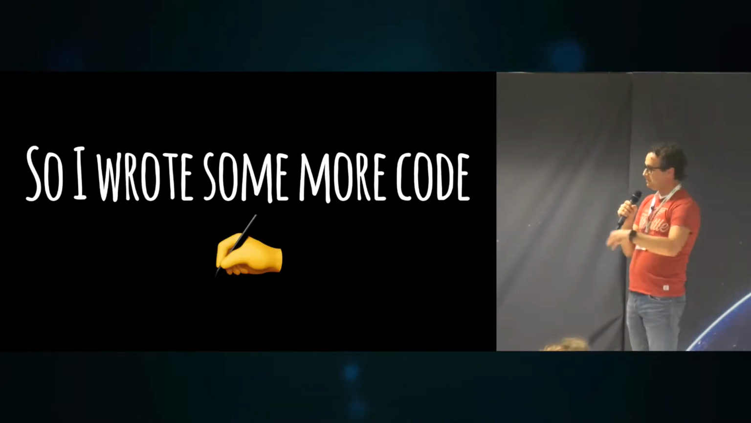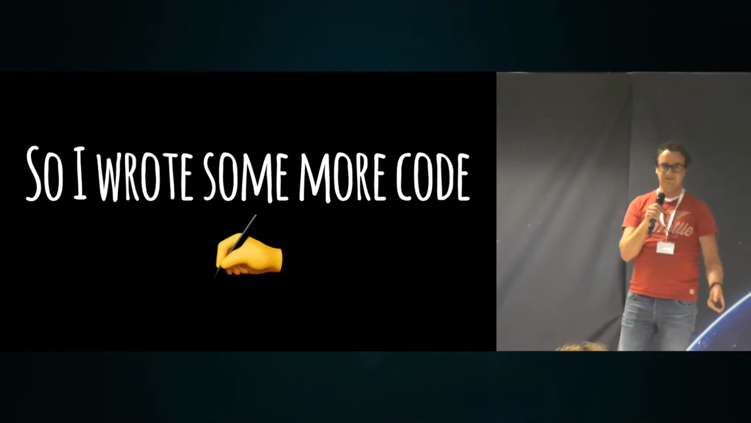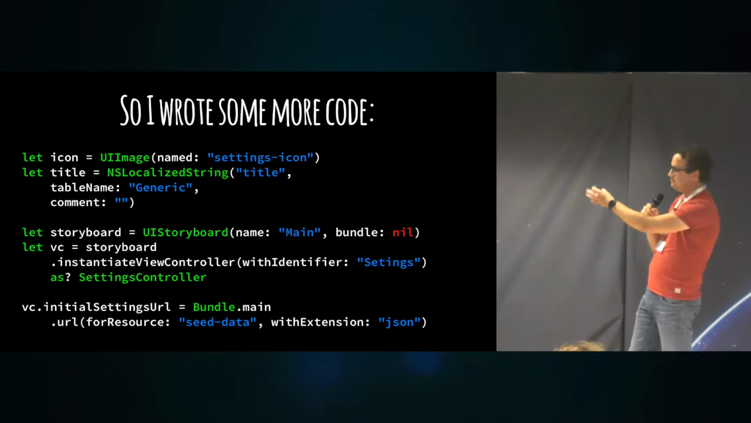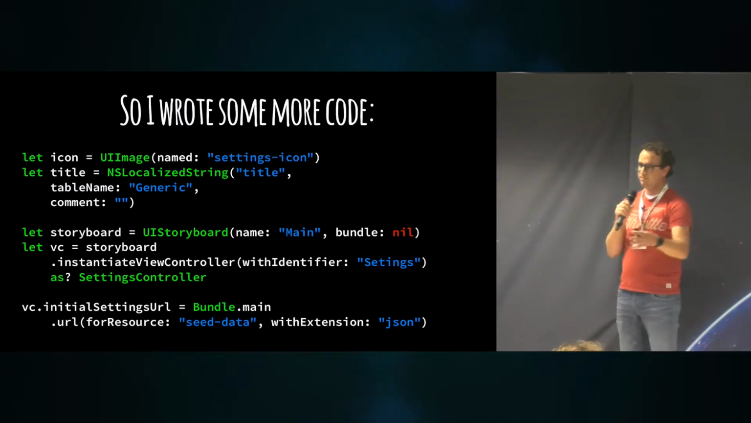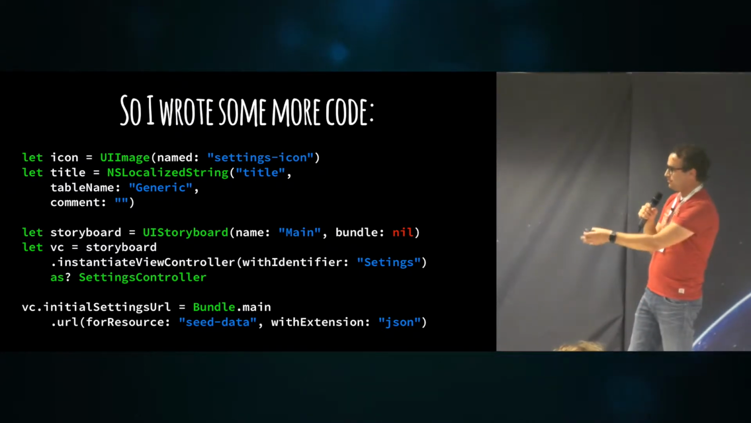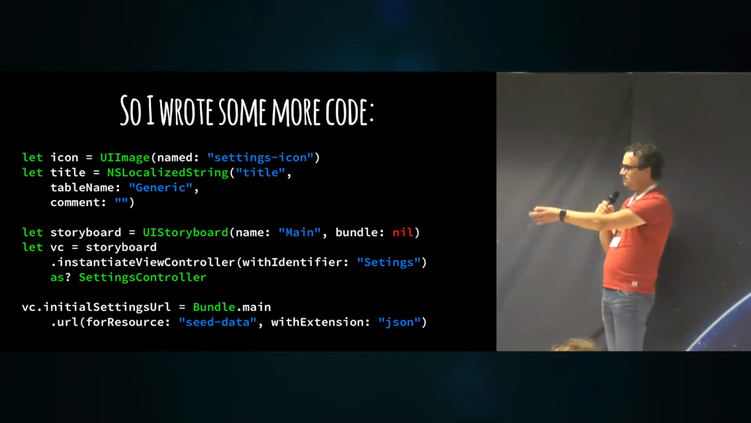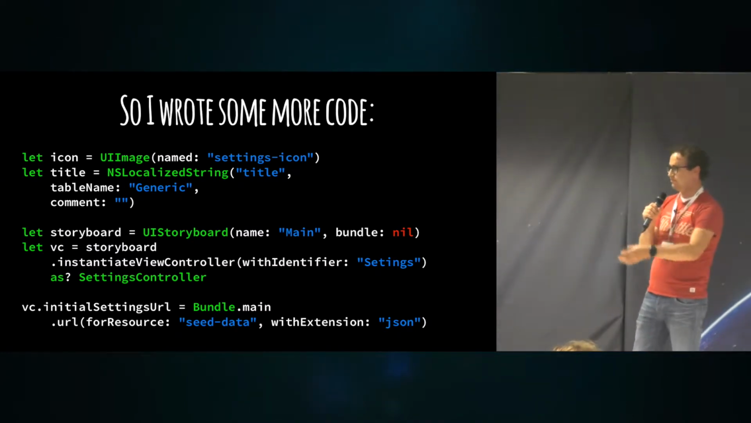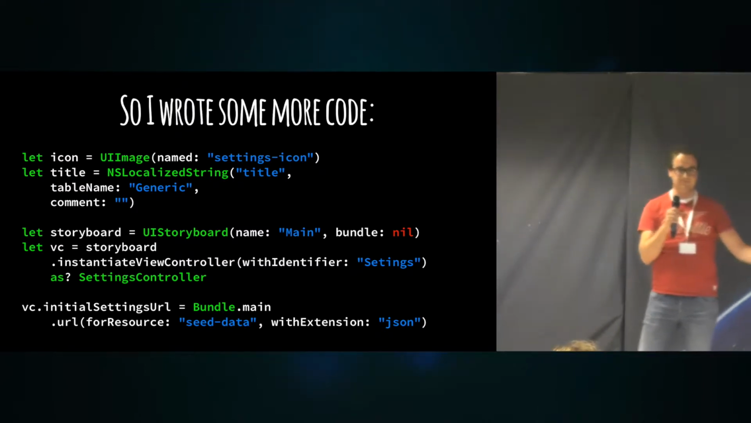So I wrote some more code, real project code, not the example project code. Let's load an icon, the settings icon. Let's get the localized string, the title, from a specific table, a specific strings file. I need to get a storyboard and get a view controller from that, cast it to the right type. Then from the bundle, get some URL, so we can give that to the view controller and do something with it. That's all nice, great code, and we run it, and the compiler says, okay, this will work.